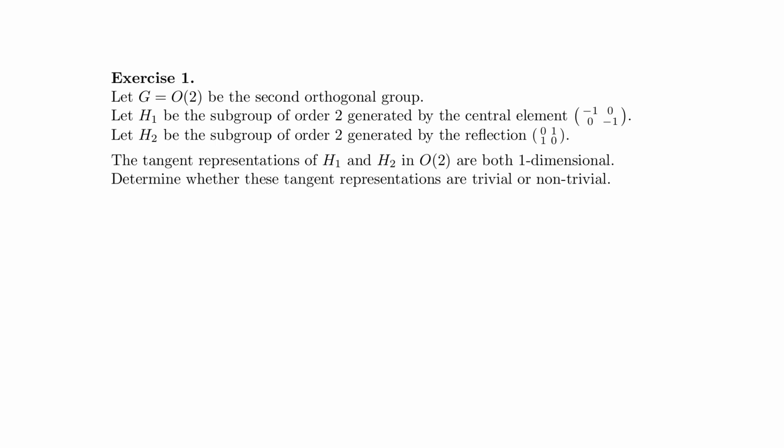So in this situation, the tangent representation will be one-dimensional. And for a group with two elements to act on a one-dimensional vector space, there are basically two possibilities. It could act trivially, or it could act via the sign. And the exercise for you is to figure out in which of these two cases the two conjugacy classes fall. So when you get the trivial tangent representation and when you get the sign tangent representation.